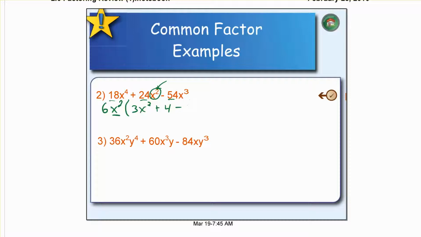Minus 54 divided by the 6 I took out is 9. And now there was x to the 3. I took x to the 2 out. All I have left there is 1x. So that's it. All right, next one.